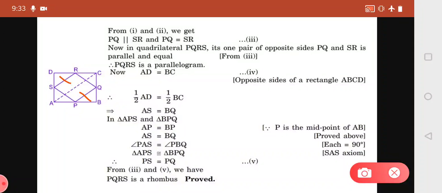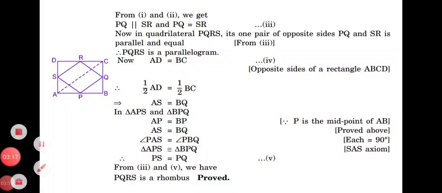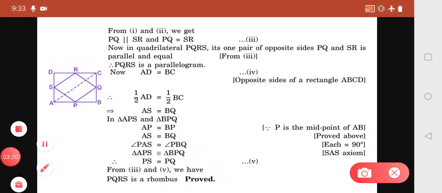Now, AD equal to BC. Why is AD equal to BC? Because it is a rectangle and in a rectangle opposite sides are equal. Therefore, half AD equal to half BC. Yes, we multiply both the sides by half, so we will get half AD equal to half BC. Implies that half of AD is AS and half of BC we take as BQ. Yes, you can see this part we are taking as AS, half of AD, and this BQ, half of BC.